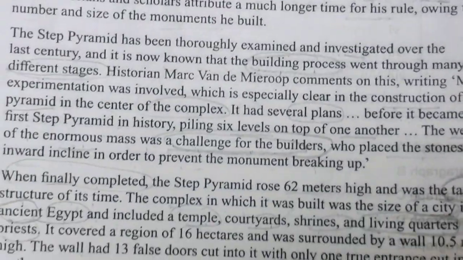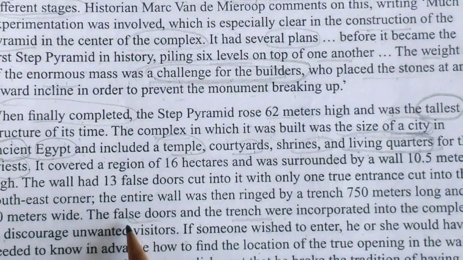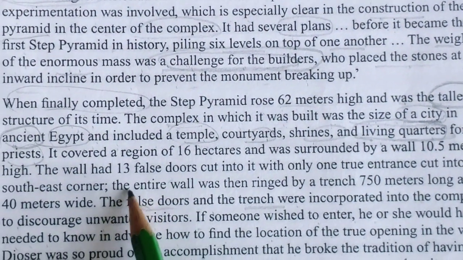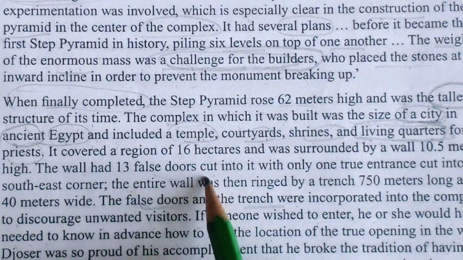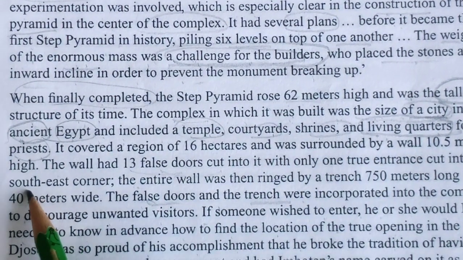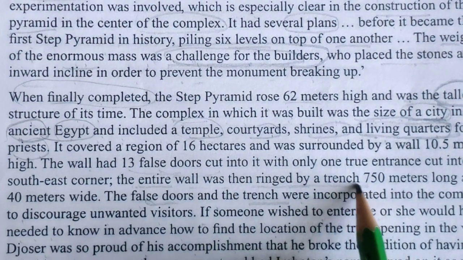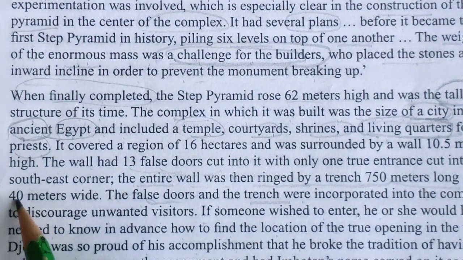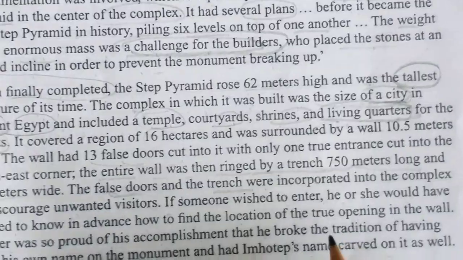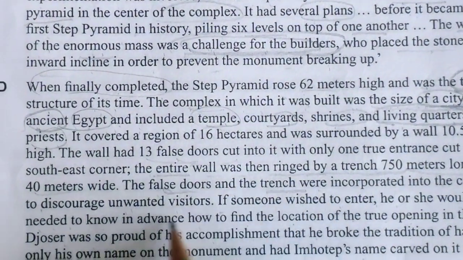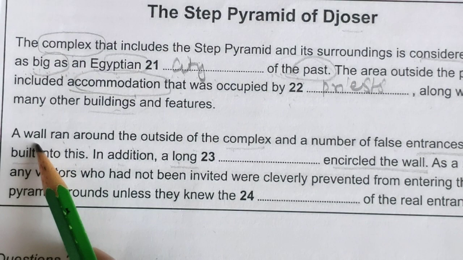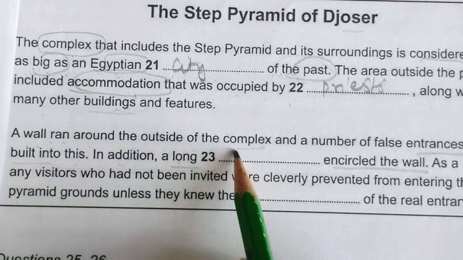Okay, a wall, the entire wall is there. The wall had false doors, it was given, and cut into. The entire wall was then ringed by a trench 7 meters long and 40 meters. Okay, what they are saying is that a wall ran around the outside of the complex.